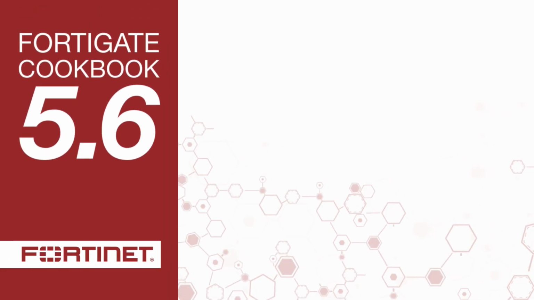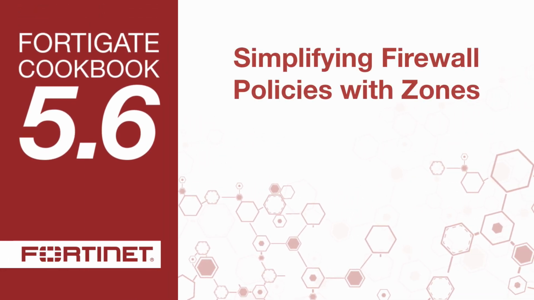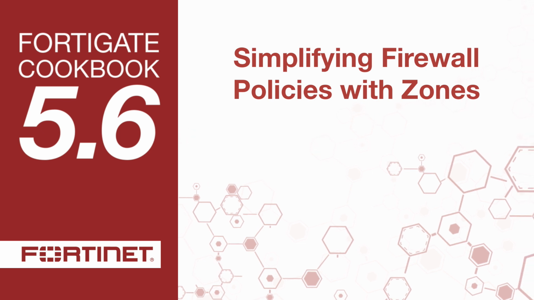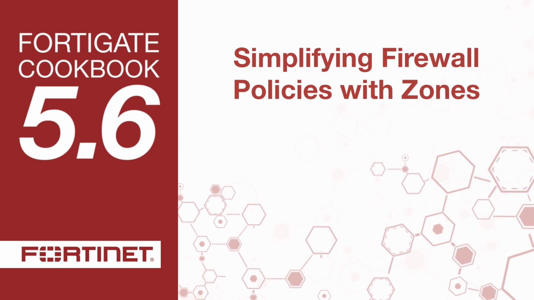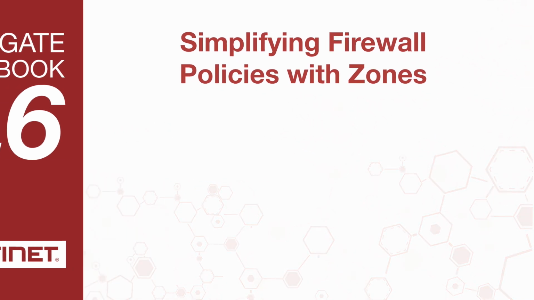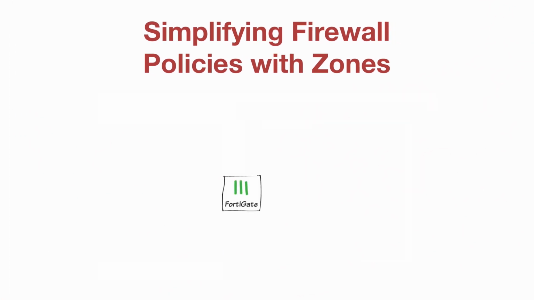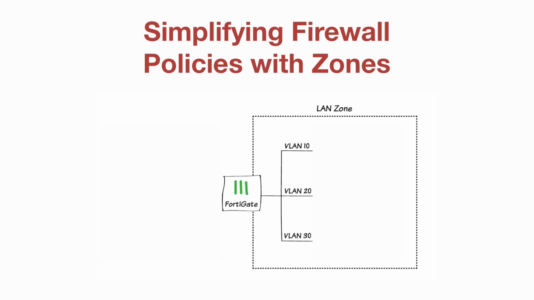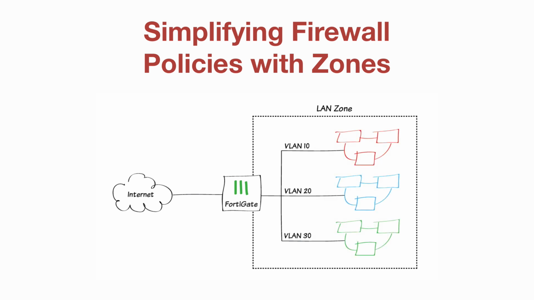In this video, you will learn how to group multiple interfaces into a zone to simplify firewall policies. By creating multiple VLANs and adding them to a zone, we can just use the single zone object as a source interface in a firewall policy, rather than having to reference each interface separately. Zones can also group many other kinds of interfaces in addition to VLANs, such as physical ports or IPsec tunnels.